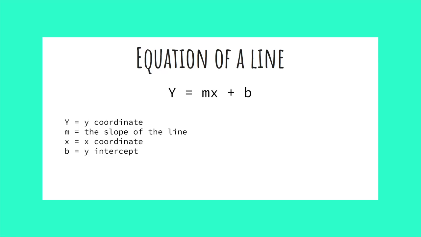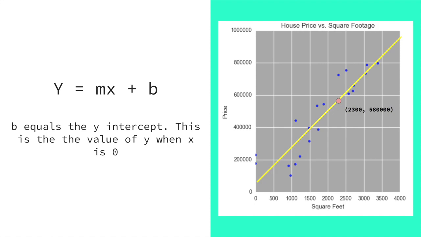Let's start with the equation of a line. You may remember this from school. Our equation is simply y equals mx plus b, where y equals the y-coordinate, m is the slope of the line, x equals the x-coordinate, and b equals the y-intercept. Here we can see I plotted an orange circle on the line with the coordinates 2300, 580,000. We will use this point to understand the variables y, m, x, and b.